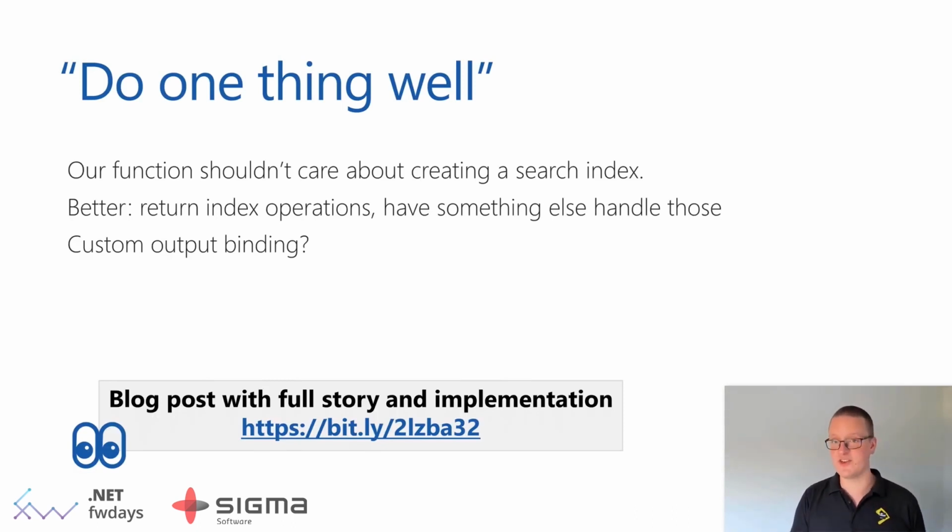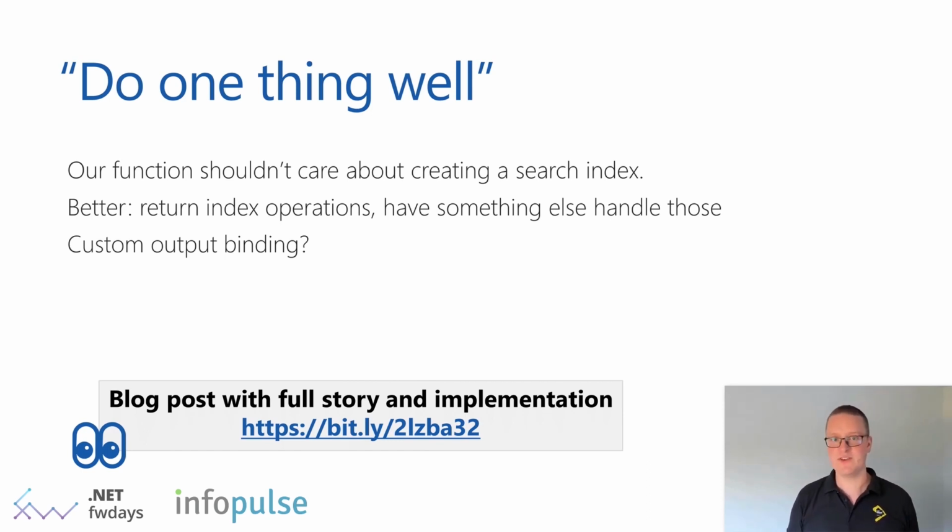Our function shouldn't really care about search returning errors and retrying things, etc. No. Ideally, we would have a custom output binding to simply retrieve the packages that we want to index and have Azure Functions push them in search using that output binding.